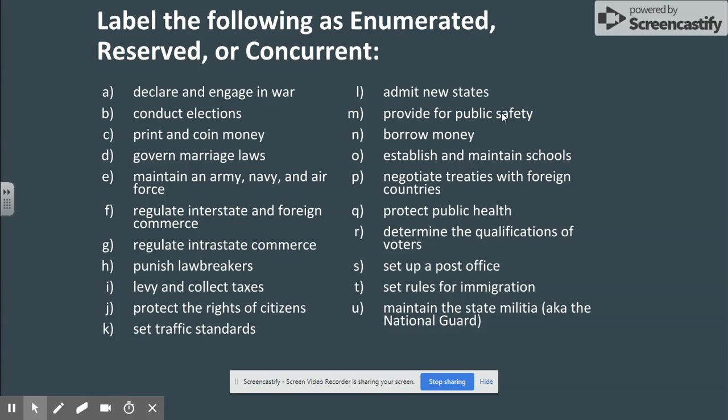Who do you think does that? That's both. The police do it at the local level, the FBI and the CIA and the Army do it on the national level, so that's concurrent. Both can borrow money, so letter N is C for concurrent.